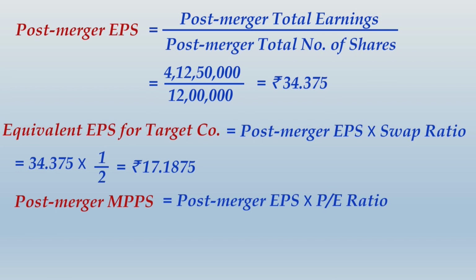That will be again very simple. That is post-merger EPS multiplied by price earning ratio. The price earning ratio of acquirer company was 16 times. So 34.375, that is post-merger EPS, multiplied by price earning ratio 16 times will give you post-merger market price per share as rupees 550. So friends, note down these calculations and then we shall move ahead.